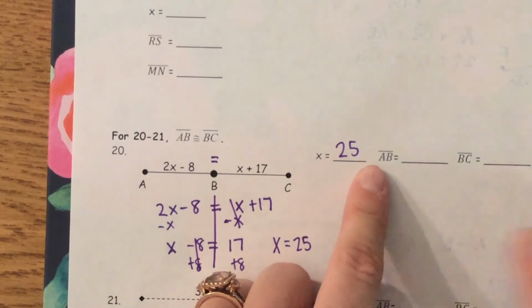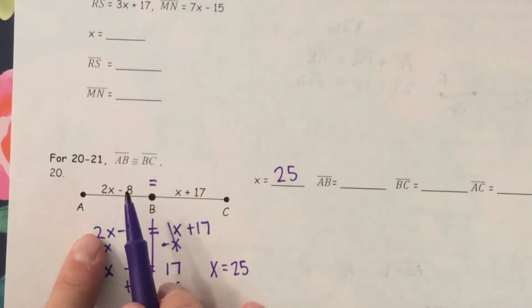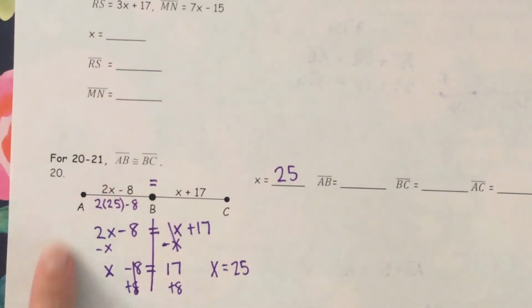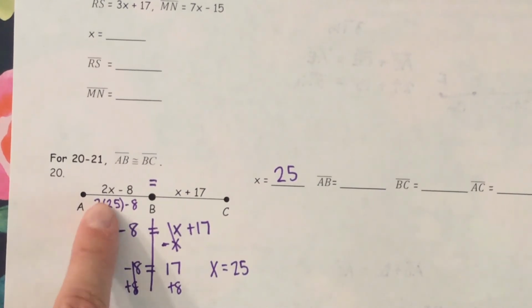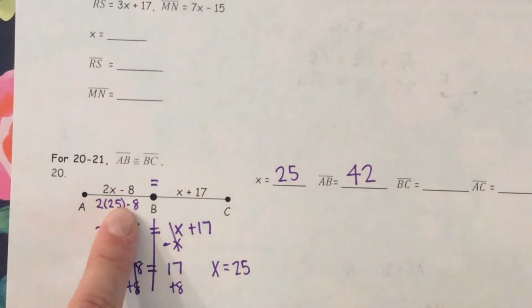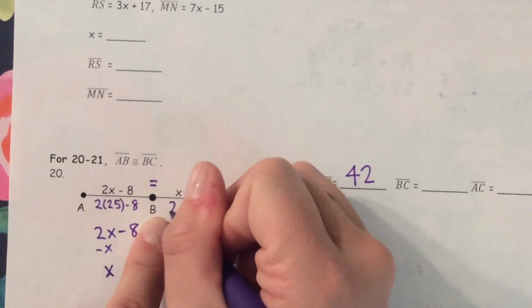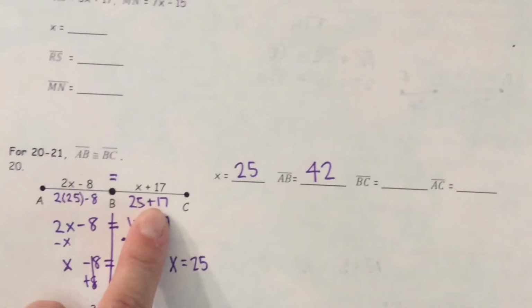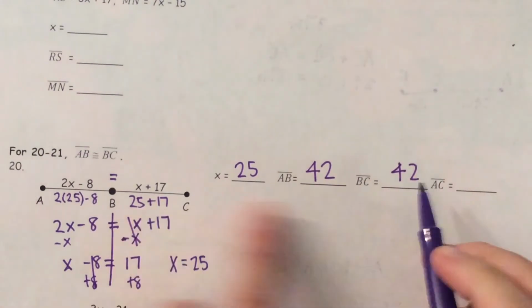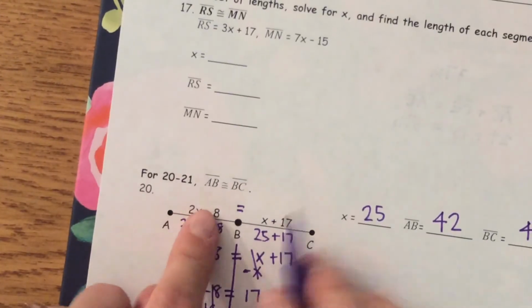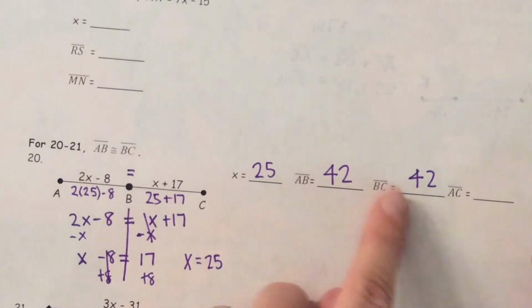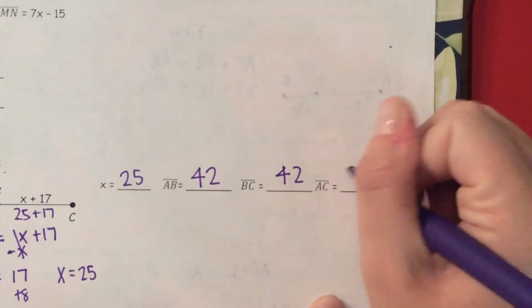And then I just need to figure out what these lengths actually are. So if x is 25, we would have 2 times 25 minus 8. Just plug that into your calculator. You would get 50 minus 8, which is 42. BC, we'd really be looking at 25 plus 17. Plug that into your calculator. And you guessed it, it should be the same, right? If these are congruent and we're saying that they're equal, they better actually be equal. And then it wants segment AC. So that's the entire thing. AB plus BC, which would be 84.